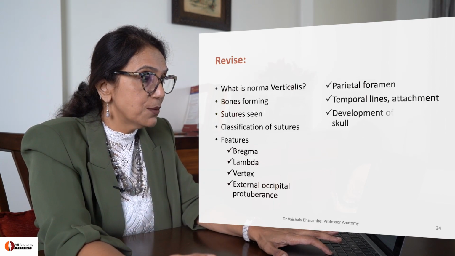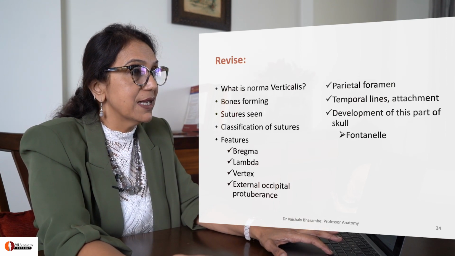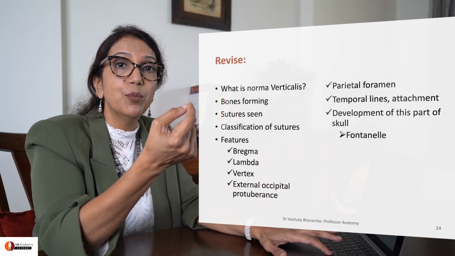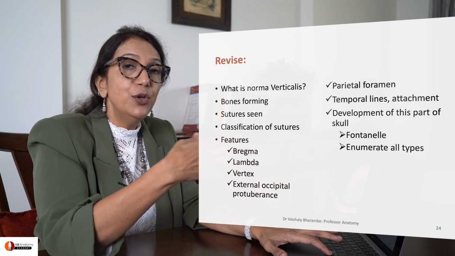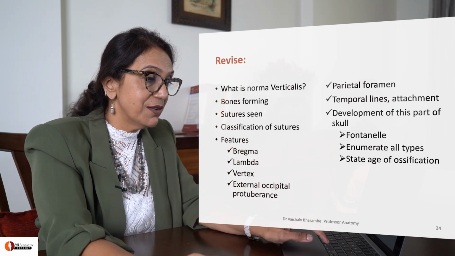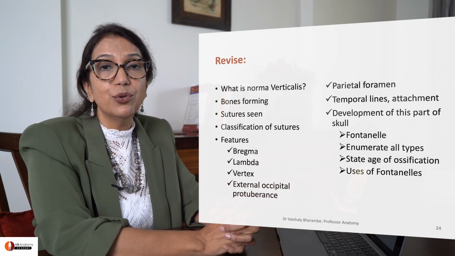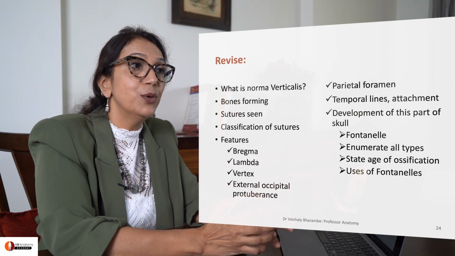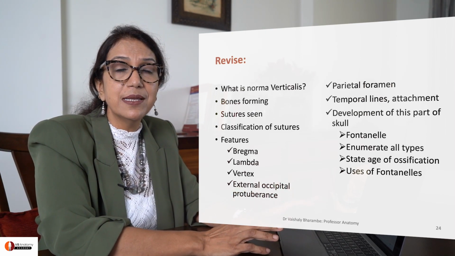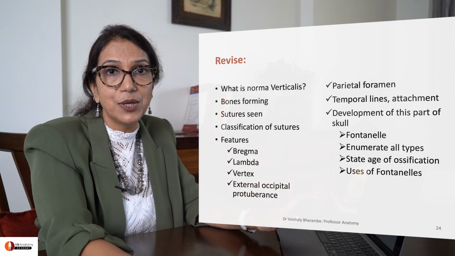Temporal lines, attachments. And then we came to development of the skull, wherein we discussed the concept of fontanelle, the membranous gap between bones. We enumerated types of fontanelles, discussed the age at which they get ossified and discussed their uses. Okay. With this, we end today's class, dear students. I hope you enjoyed yourself. This is a very simple class. Running through it once or twice should make you ready for Norma Verticalis for any kind of examination.